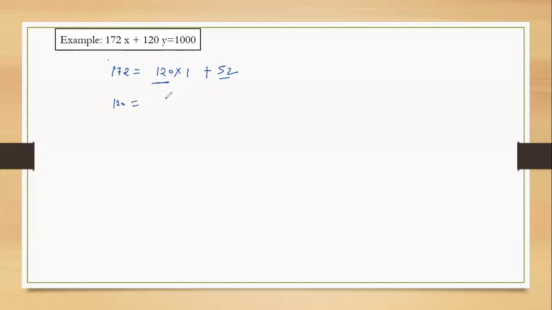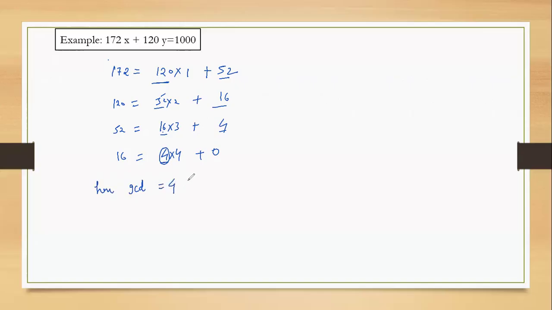120 can be written as 52 × 2, which is 104, so 52 × 2 + 16. Now I will pick 52 and 16. 16 × 3 is 48, so 48 + 4. Now I will choose 16 and 4. 16 can be written as a multiple of 4 plus 0. It means this 4 is the GCD.